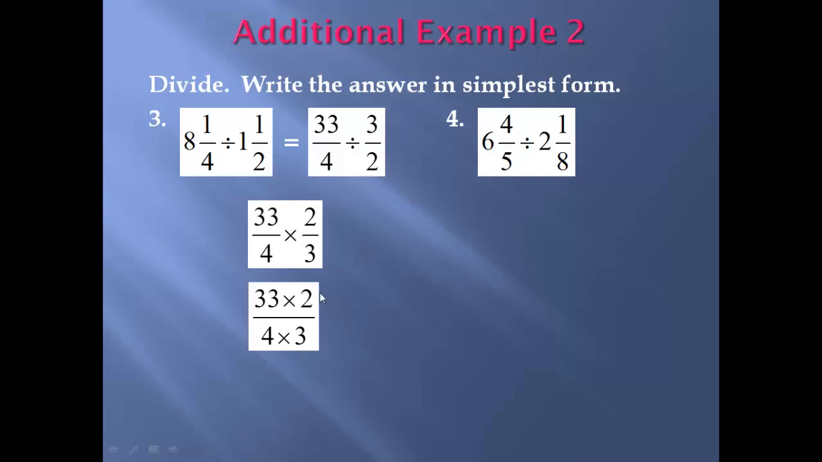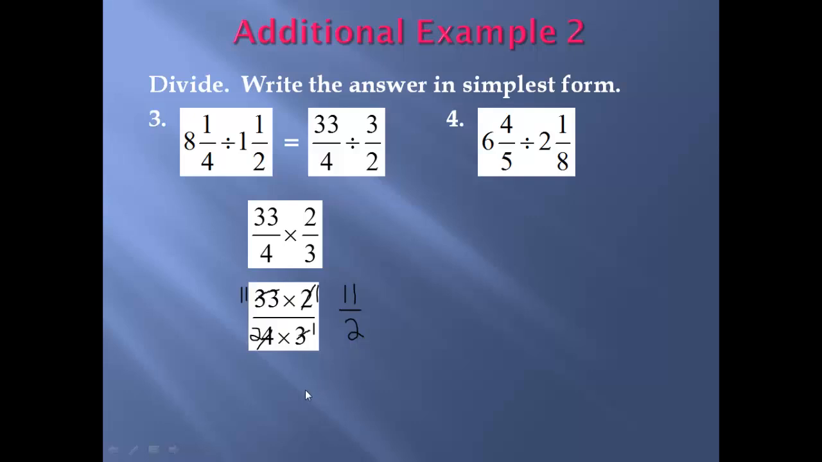Our next step is to see if we can simplify. 4 and 2 can both be divided by 2. So 2 divided by 2 is 1, and 4 divided by 2 is 2. 3 and 33 can both be divided by 3. So 3 divided by 3 is 1, and 33 divided by 3 is 11. Now if we multiply across, we're going to have 11 times 1, which is 11, and 2 times 1 is 2.